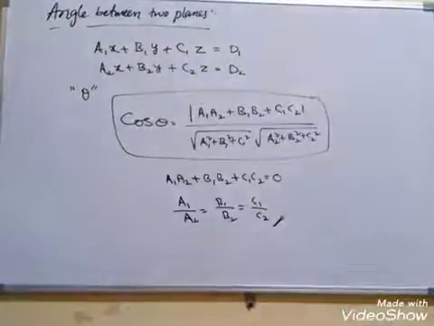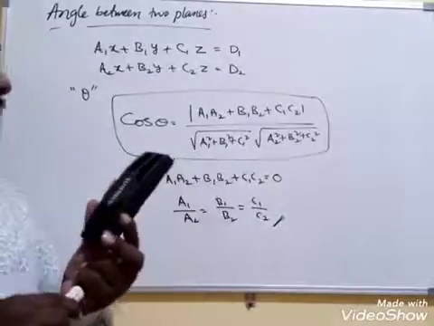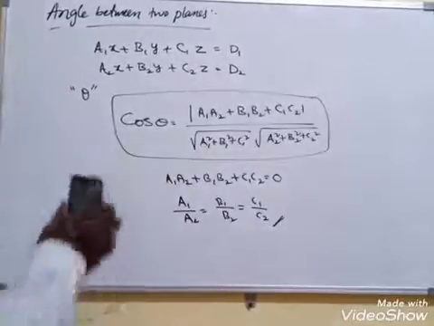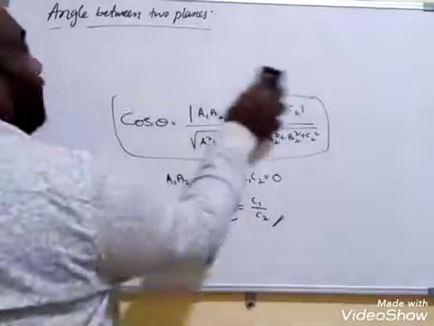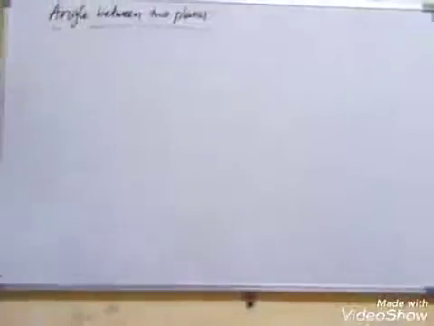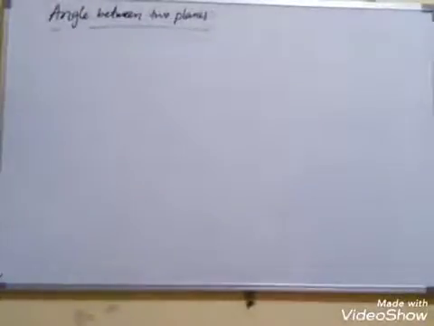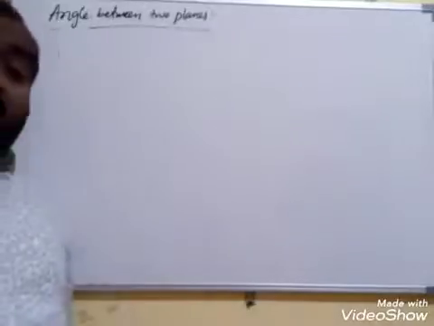This is regarding the angle between two planes. Once again, if the planes are given by r bar dot n1 bar is equal to d1 and r bar dot n2 bar is equal to d2, that is the given equations of the planes, then we define the angle between the planes as the angle between their normals, that is, the angle between n1 bar and n2 bar.